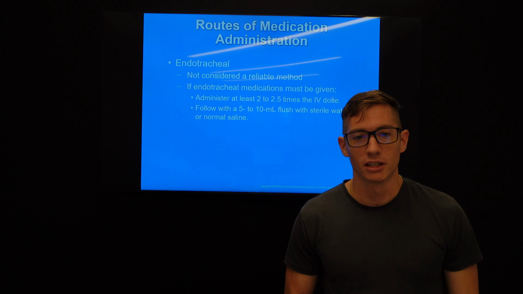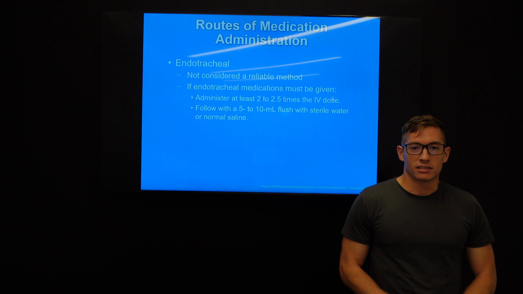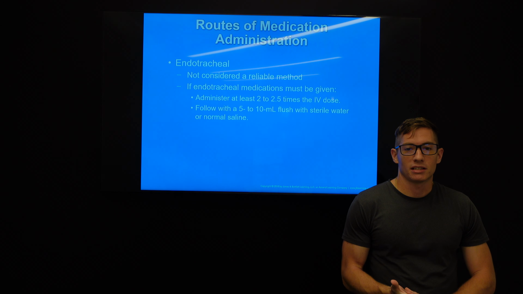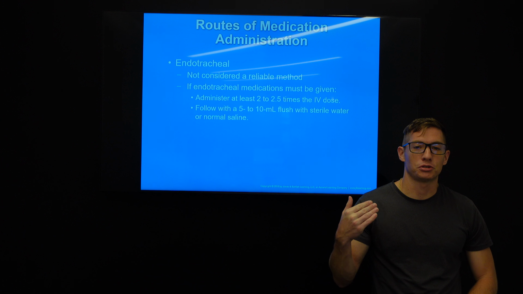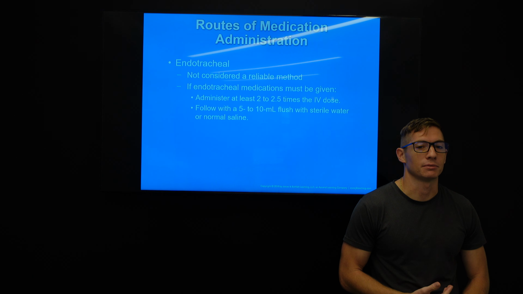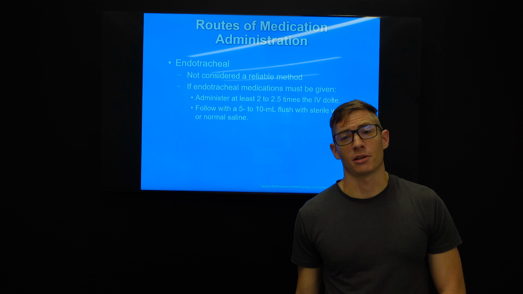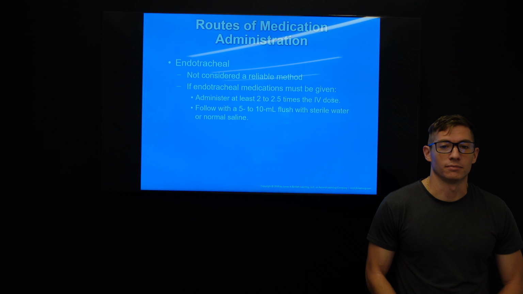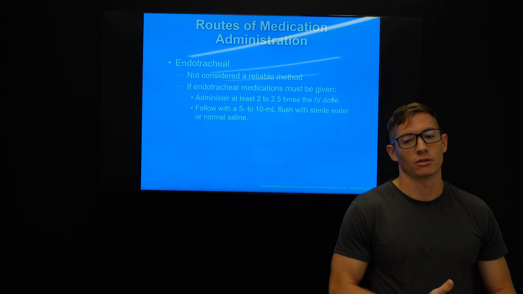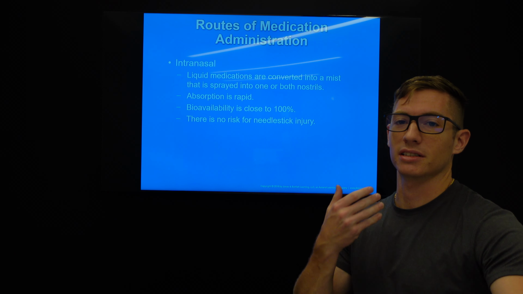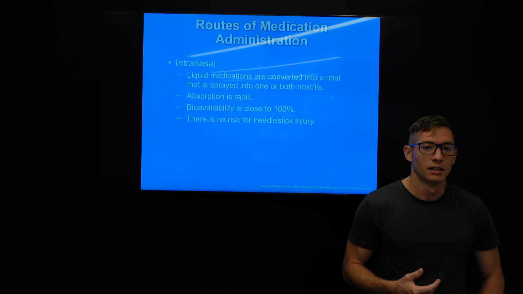So endotracheal, we know that it's not considered a reliable method for medication administration. If endotracheal medication must be given, it should be given at 2 to 2.5 times the IV dose, because a lot of that acid in your stomach is going to destroy it. Followed by a 5 to 10 milliliter flush of sterile water or normal saline solution to make sure it doesn't get stuck in your esophagus.